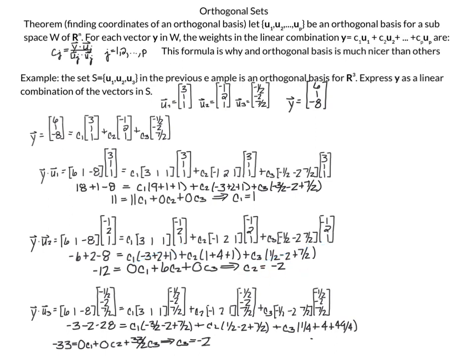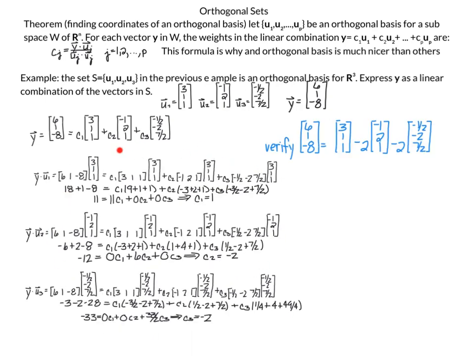Finally, to get c3, I dot this equation of y written as a linear combination of the three basis vectors with my final basis vector, u3. So here you can see I dotted the left-hand side, my y, with u3, and then on my right-hand side, everything is dotted by u3, and that will give me c3 is equal to negative 2.